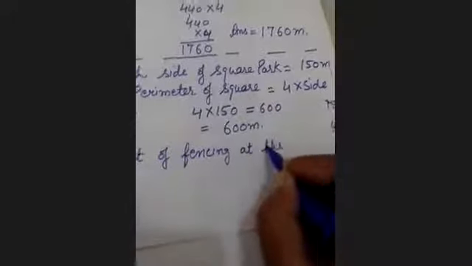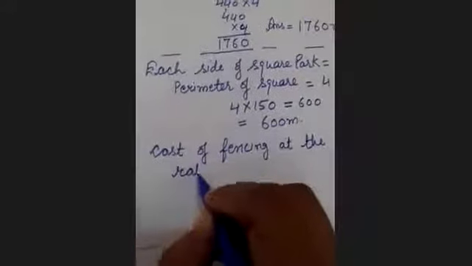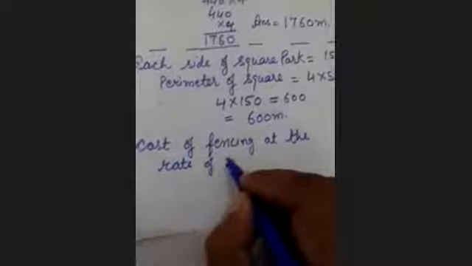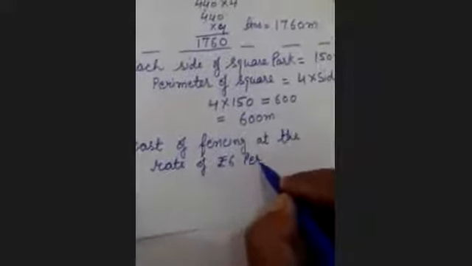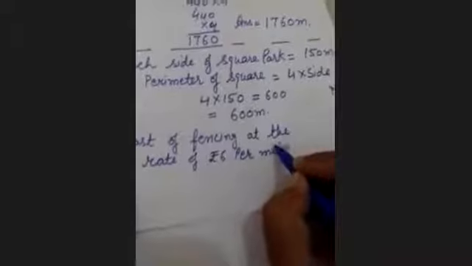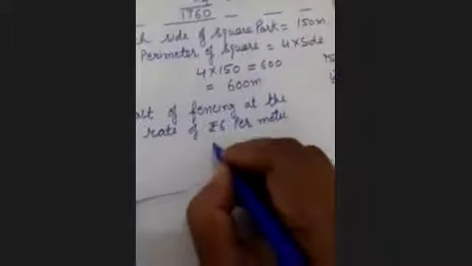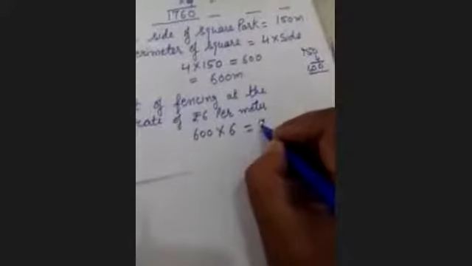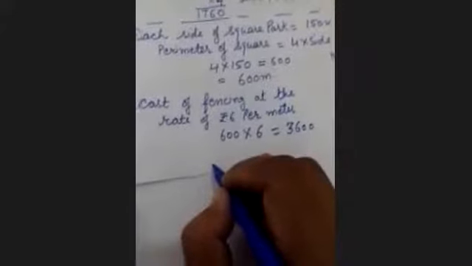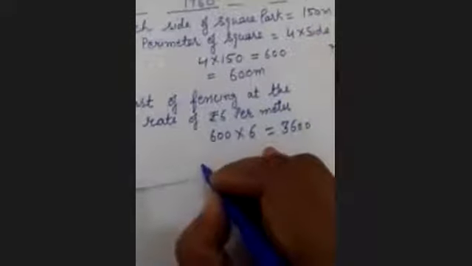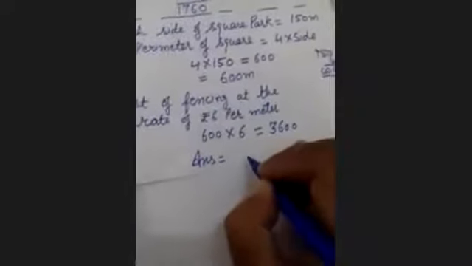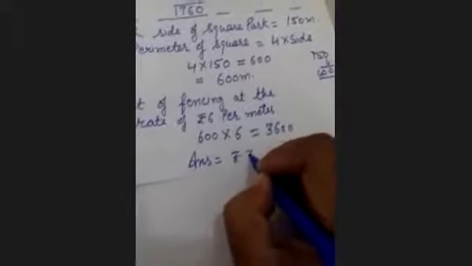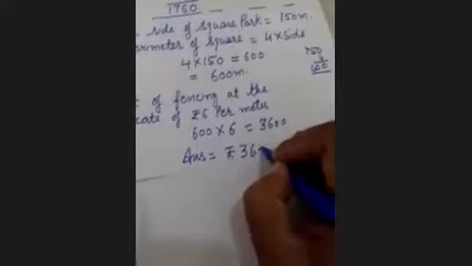At the rate of rupees 6 per meter. 600 multiplied by 6, that is 3600. So cost of fencing is rupees 3600.